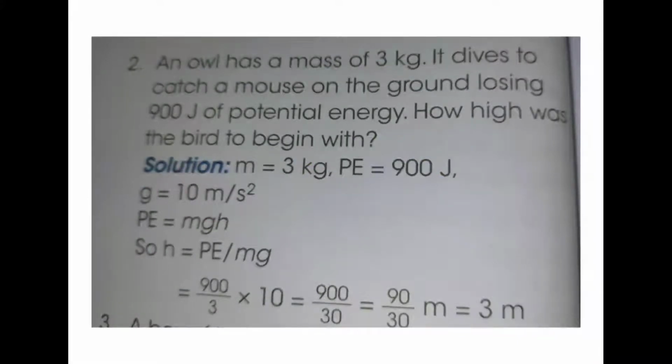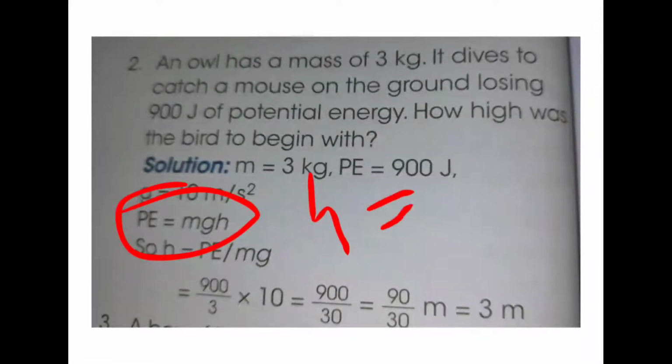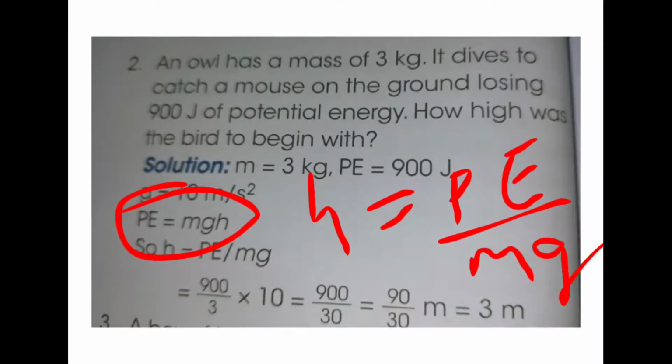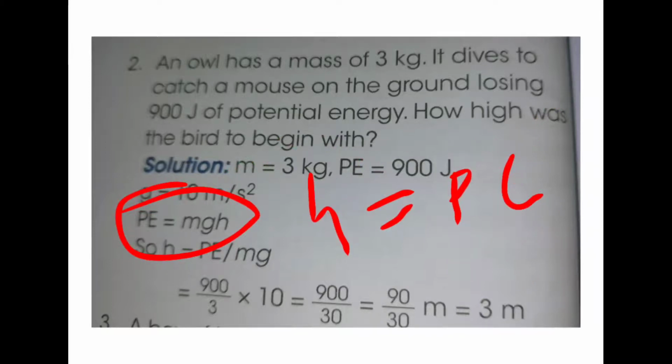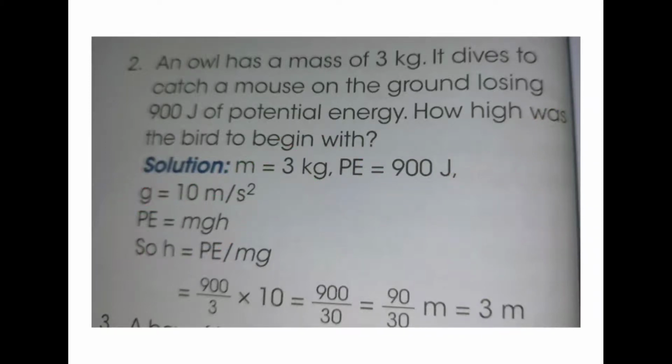Same way, here we have to find height. So from here, if you cross multiply, height will be potential energy by mg. Substitute the value of potential energy. You see it is given 900 joule, mass is given 3 kg, and in the question it is given take g as 10 meter per second square. So when you substitute in the formula, you will get the answer.